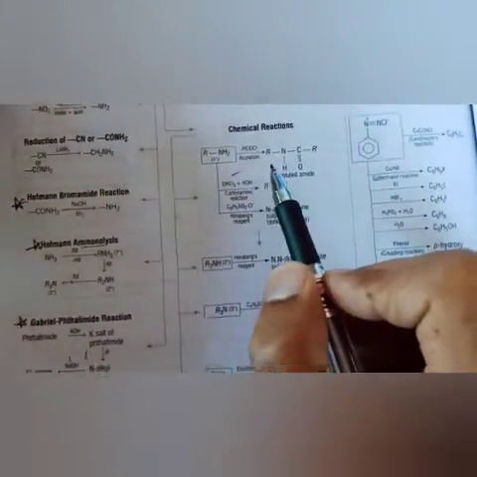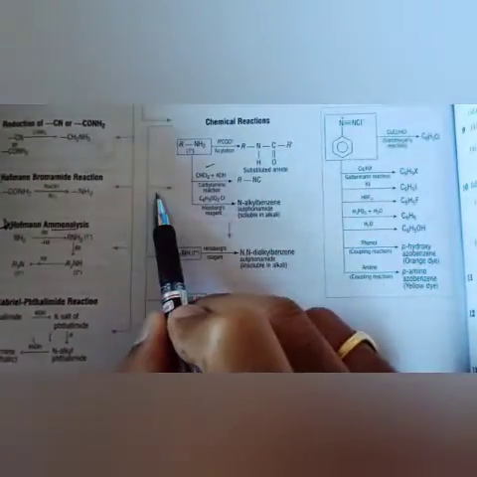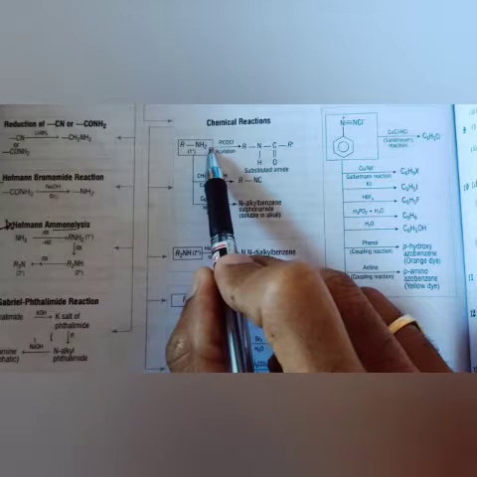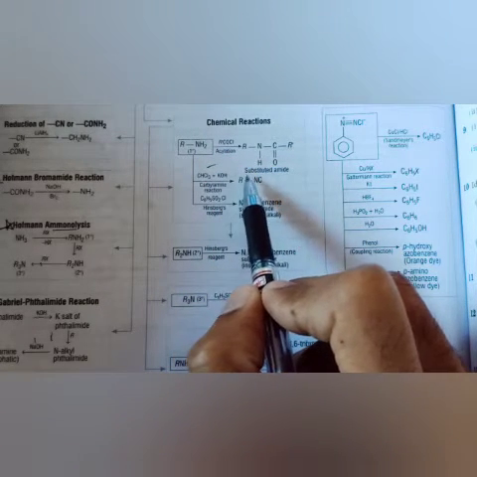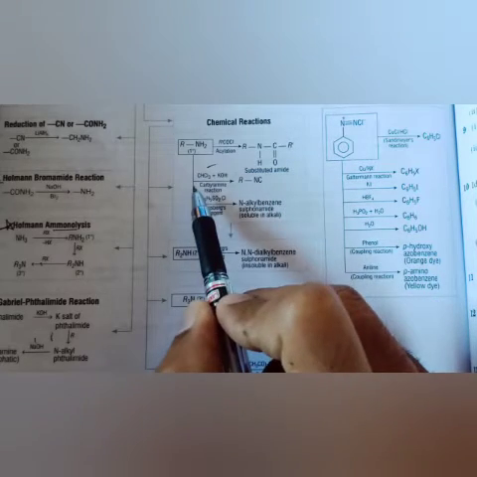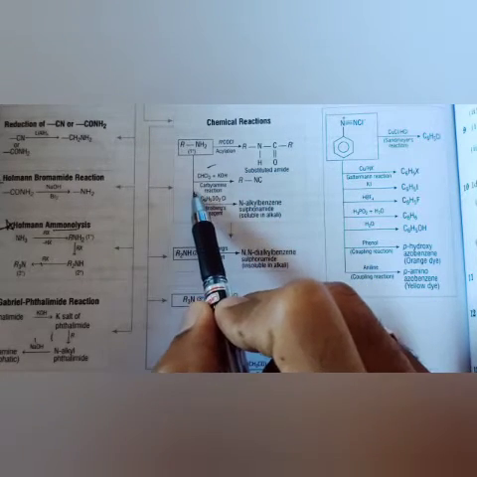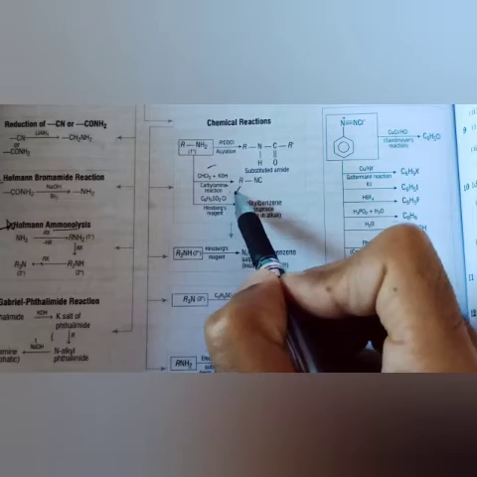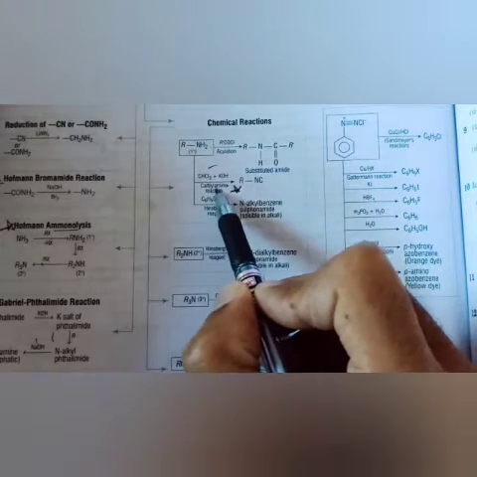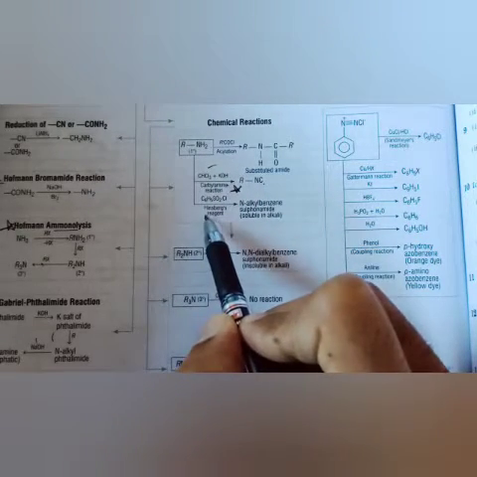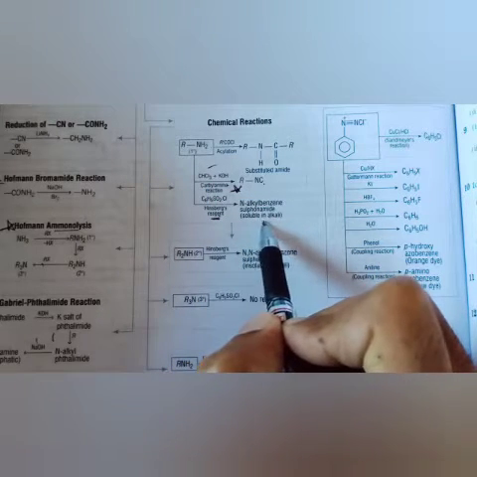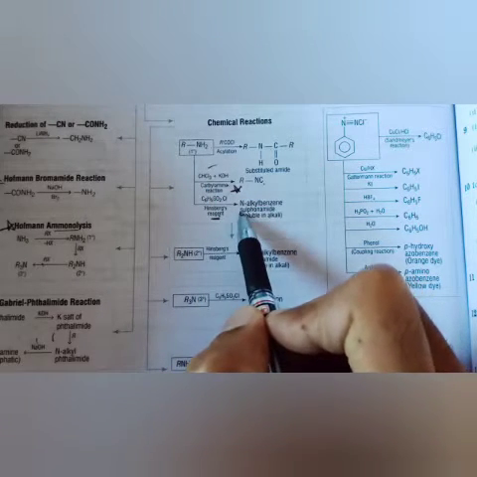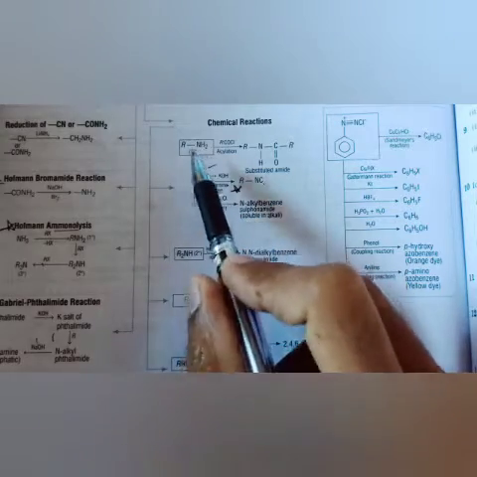Then, very important, is the chemical reactivity we are studying, in which the amine can react with acyl chloride, and then it will form a substituted amide. When it reacts with chloroform, the reaction is called the carbylamine reaction. This is also important. It will convert into a nitrile. Then the Hinsberg reagent: by using the Hinsberg reagent, we can prepare sulfonamide from amine.